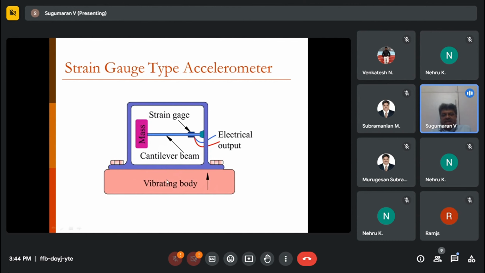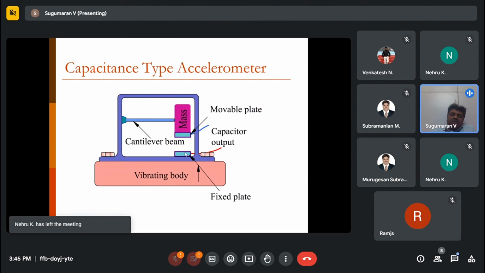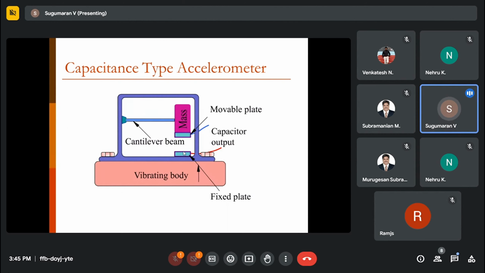This is a strain gauge type where you have a cantilever beam attached to a mass, and at the fixed end, you have two strain gauges, one on the tensile side, one on the compressive side, measuring the change in resistance, which can be converted into change in voltage, and from which you can measure the acceleration of the body. This is capacitance type. When the mass goes up and down during the motion, the distance between the capacitor plates changes. The capacitance is inversely proportional to the distance between the plates, and from that you get the acceleration of the body.